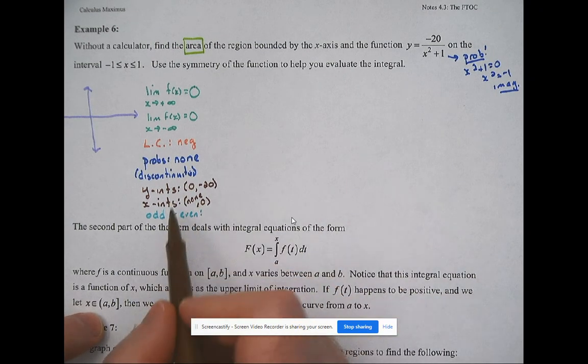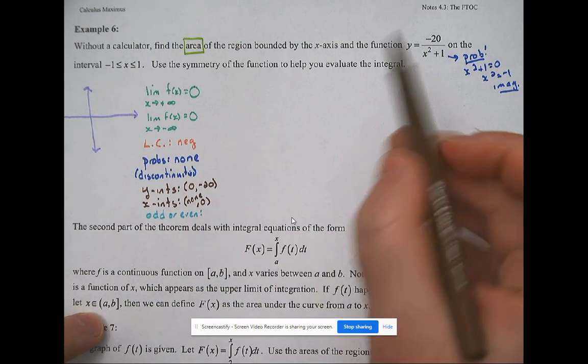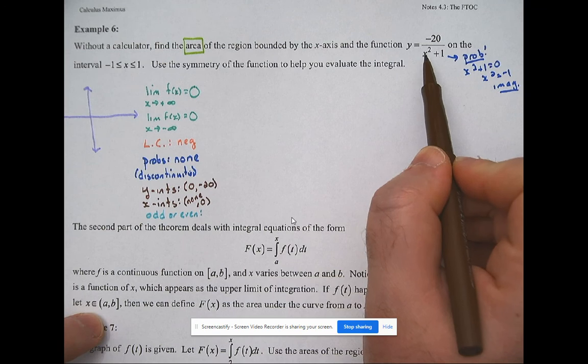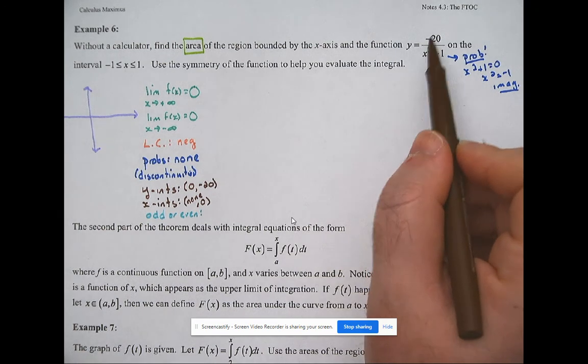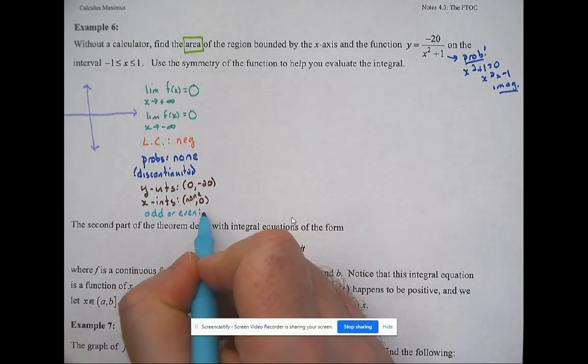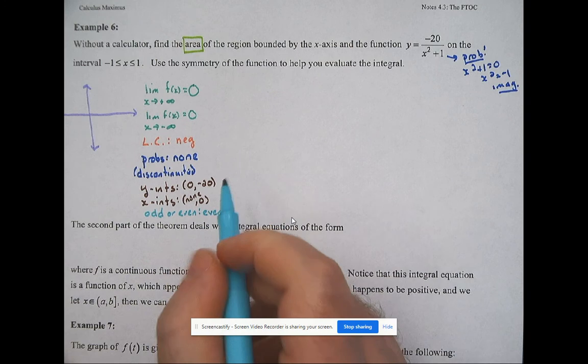And then remember, our graph is either odd or even, and we can test that by plugging in a negative for x and seeing if our equation comes out to be the same. So if I put a negative in here and I square it, what does that become? X squared. And so the whole equation would be exactly the same. That means this is an even function, which means it has symmetry over the y-axis.